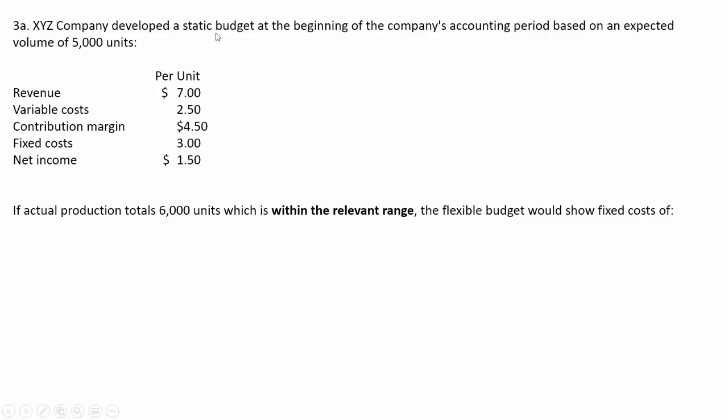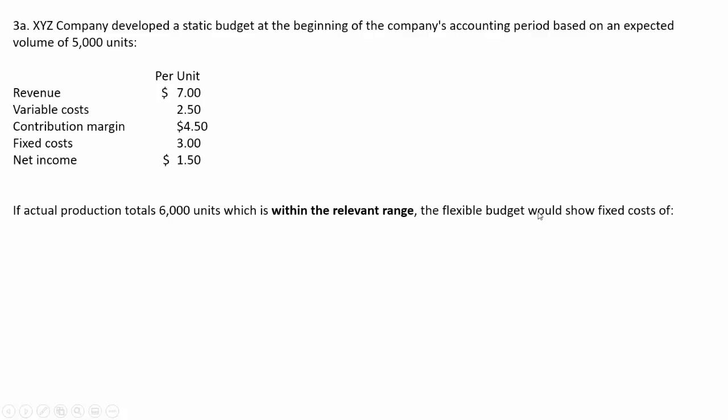XYZ company developed a static budget at the beginning of the company's accounting period based on an expected volume of 5,000 units. So this is what we thought the costs were going to be per unit based on 5,000 units. Now, if the actual production totals 6,000 units, which is within the relevant range, the flexible budget would show fixed costs of what?